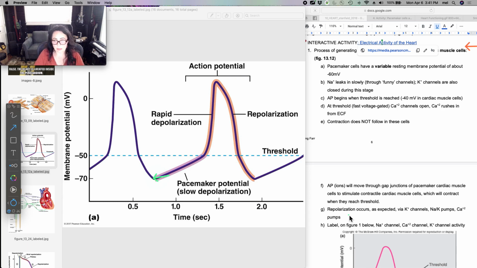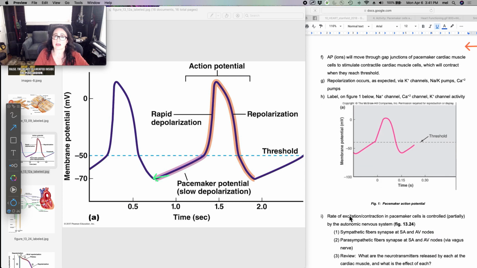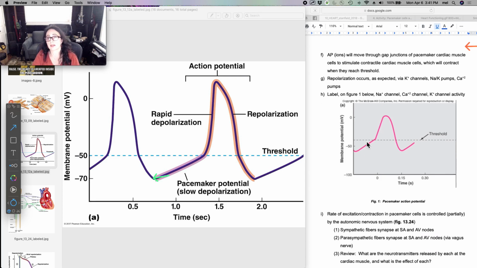So now let's just make sure that you can label stuff on this in your notes. Okay, so label on figure 1 the sodium channel. So let's find our sodium channel. And of course we call it the funny sodium channel.